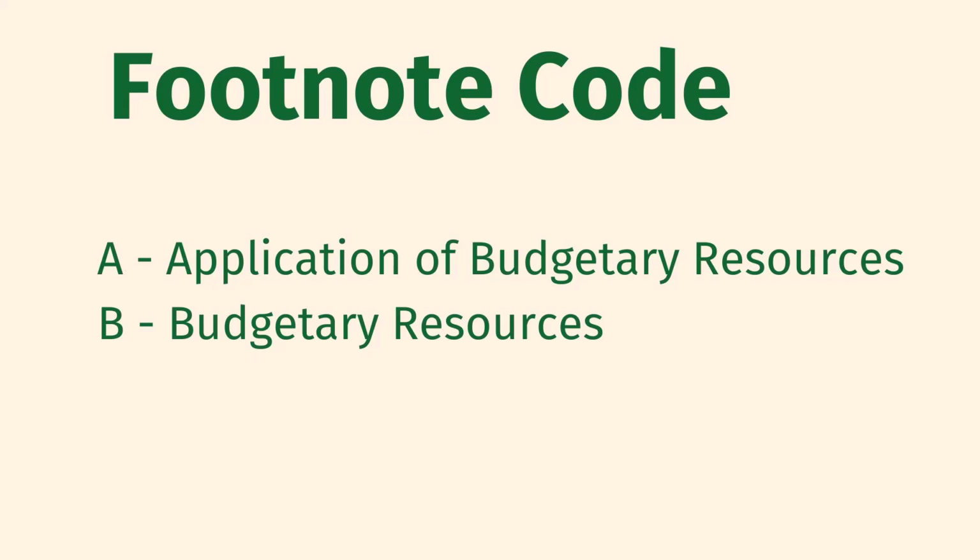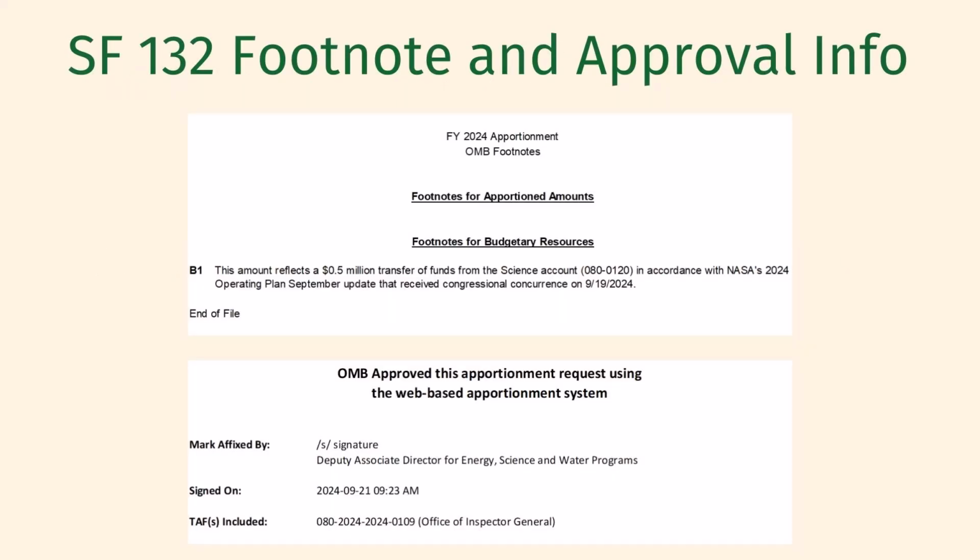Additional tabs. The SF-132 Excel workbook also contains two additional tabs. The second tab contains the footnotes in detail. These footnotes provide account-specific instructions and clarifications that aren't generic or boilerplate. They contain important details about spending restrictions, allowances, or specific requirements for your particular appropriation.